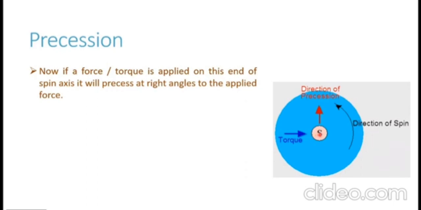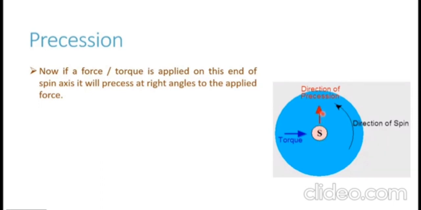Now there are two directions at right angles to the applied force. One is upwards, another is downwards. So which direction is it going to move? This is decided by the direction of spin. You see, the direction of spin in this case, looking from the south end, is anti-clockwise. So the spin axis is going to move in such a way as if the force has been turned by 90 degrees in the direction of spin. If you turn it by 90 degrees in the direction of spin, the force will be applied upwards. And this is how the south end of the spin axis is going to move.